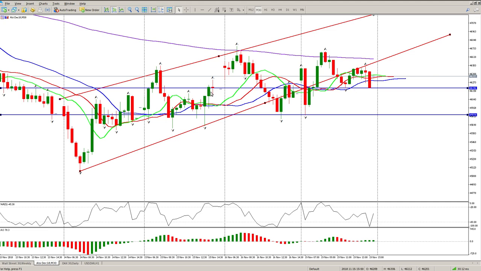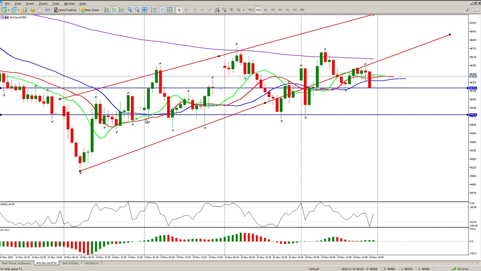Okay, and this is the alligator, so the red line is your teeth, and then you have your jaws and your lips. Okay, blue is your lips, and sorry, green is your lips, and blue is your jaws. Okay, so that's kind of the setup.